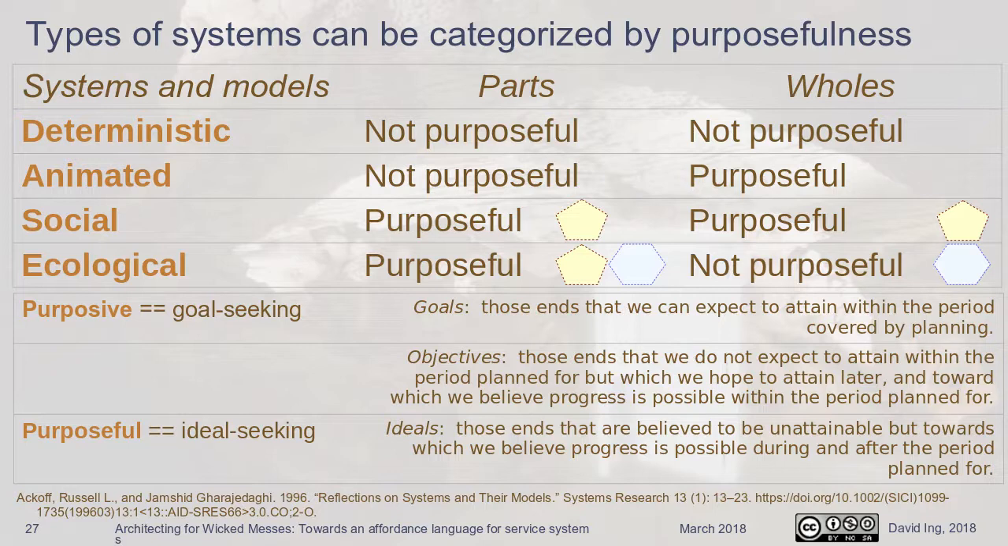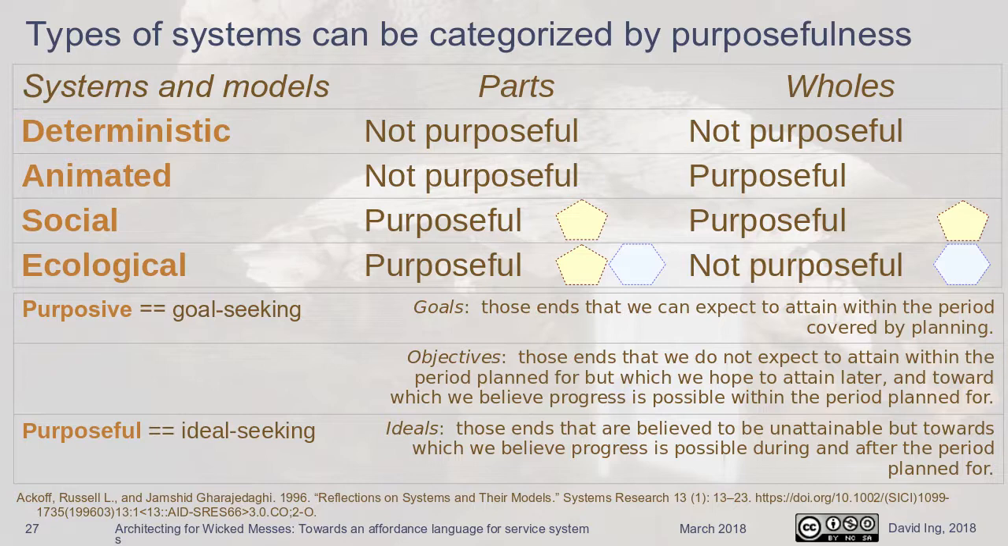Ackoff, having written a dissertation called On Purposeful Systems, creates this categorization of types of models for systems. So the first one is deterministic. So we have this idea of purposive and purposeful, which I'll get to. The purposeful is ideal seeking. You're seeking an end. So in a deterministic system, the parts are not purposeful and the whole is not purposeful. If you have a carburetor in an automobile, the carburetor doesn't choose to be a carburetor, and the car doesn't choose to be a car.